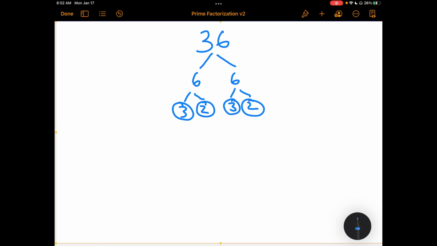And you can also write it out in different ways. You can write it out 3 times 2 times 3 times 2. And if you are actually going to do the multiplication on it, you get a fun trick. You'll notice that 3 times 2 times 3 times 2 is actually equal to 36. So that's how you know if you found the correct prime factorization.